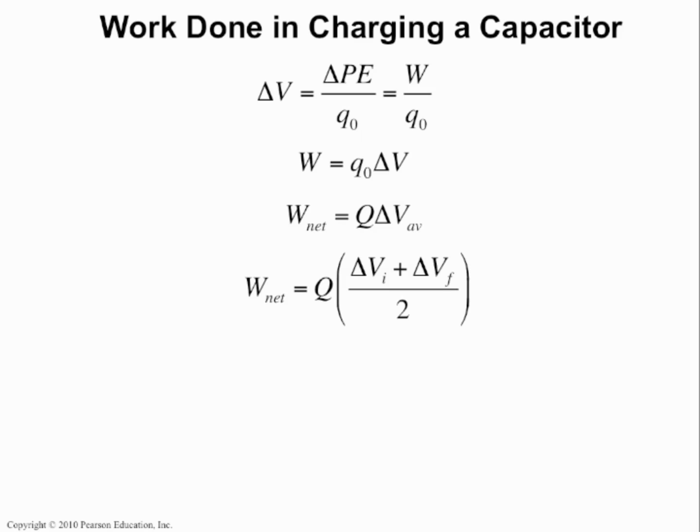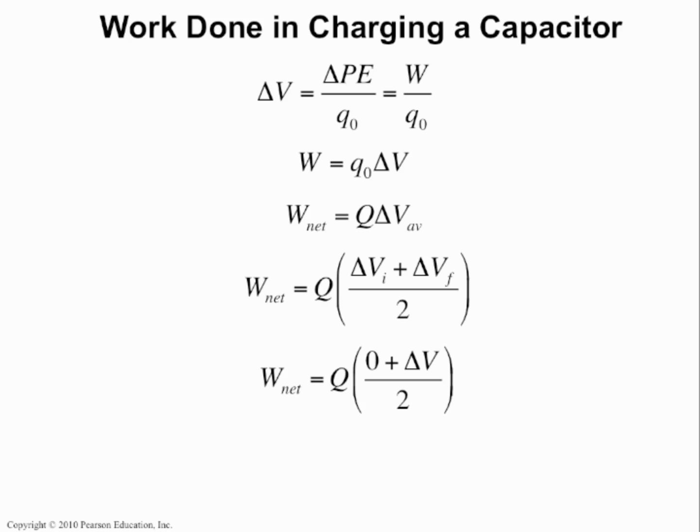And that recalls some of those equations from way back in chapter 3, the average velocity equation. If you start out at 0, end up with a certain velocity, you can find the average velocity. Well, a similar thing is true here. We are starting out with a delta V_i of 0, and that's why we put 0 in there, because the initial potential difference is 0.